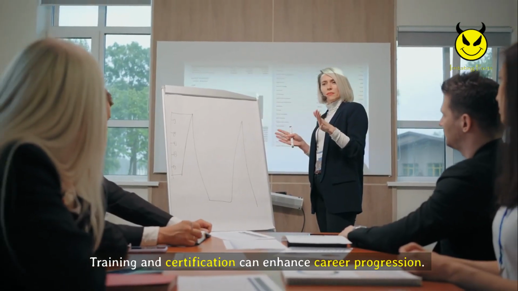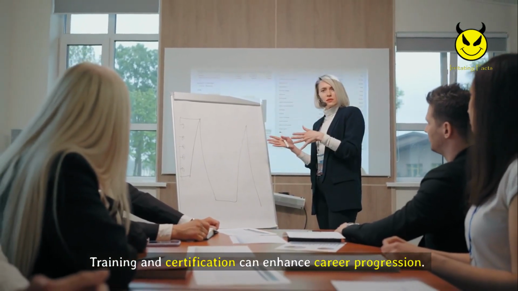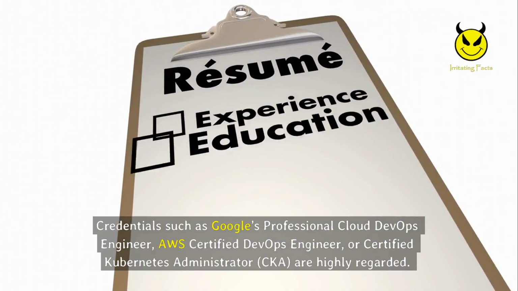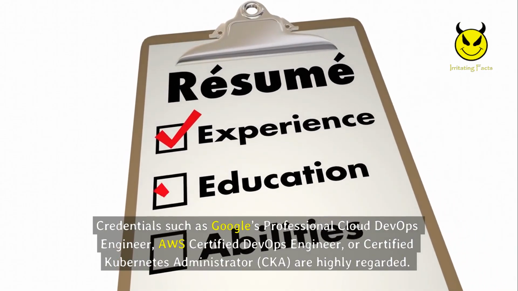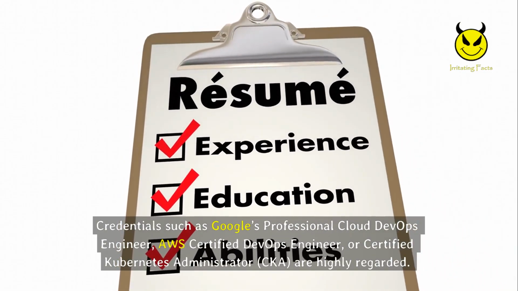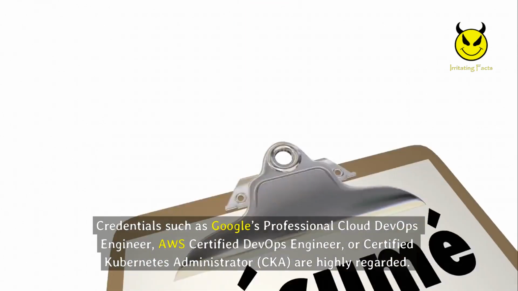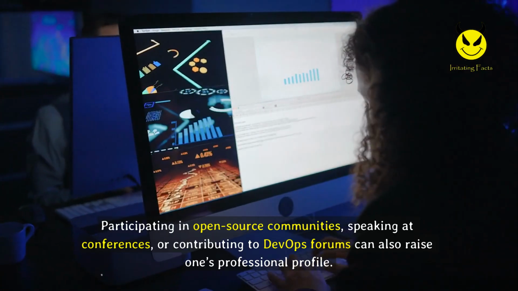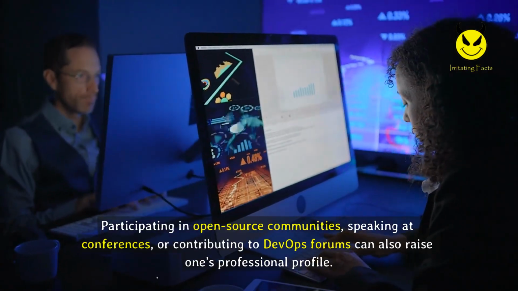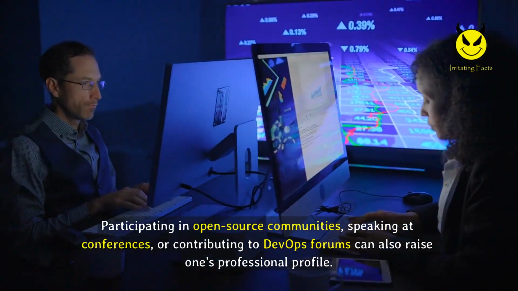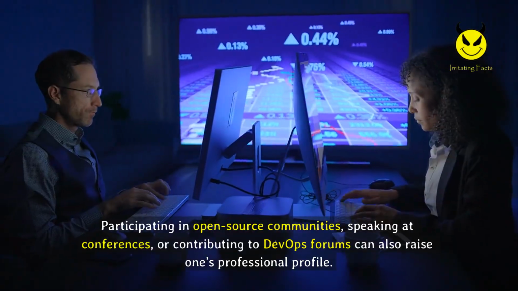Training and certification can enhance career progression. Credentials such as Google's Professional Cloud DevOps Engineer, AWS Certified DevOps Engineer, or Certified Kubernetes Administrator, CKA, are highly regarded. Participating in open-source communities, speaking at conferences, or contributing to DevOps forums can also raise one's professional profile.